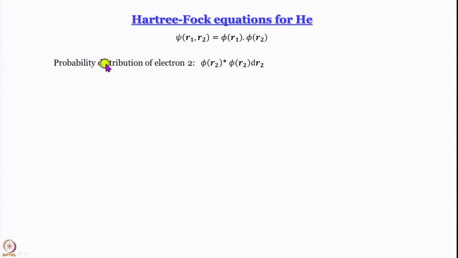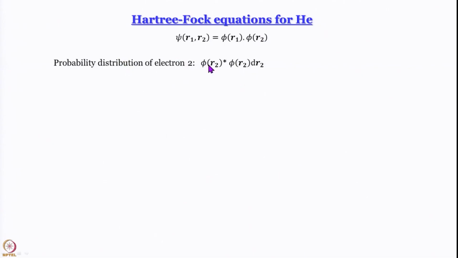We note that the probability distribution of electron number 2 is phi star phi dr2. We are talking about electron 2, right. So, this is phi, the orbital, written in terms of the coordinates of electron number 2, that is r2. When I write r in bold letter, what I mean is that could mean r theta phi or xyz. It does not mean one coordinate, it means the combination of all the coordinates for electron number 2, like r2 theta 2 phi 2, or x2 y2 z2.